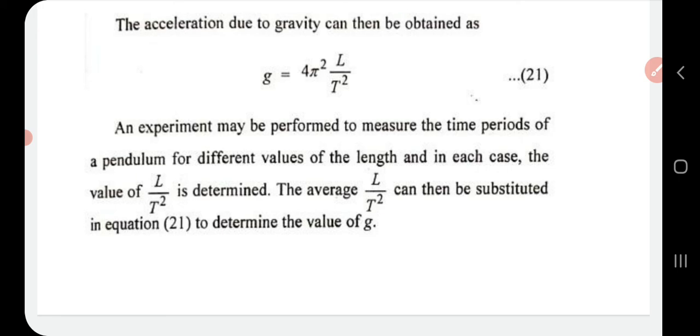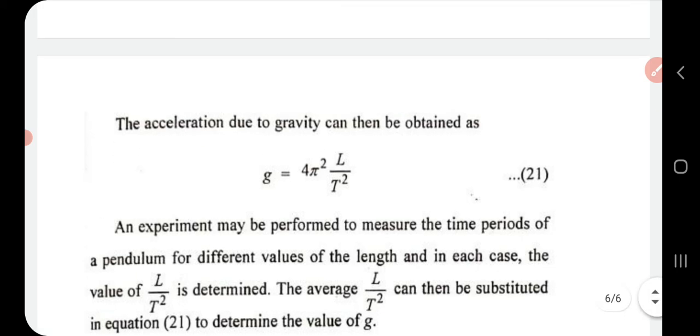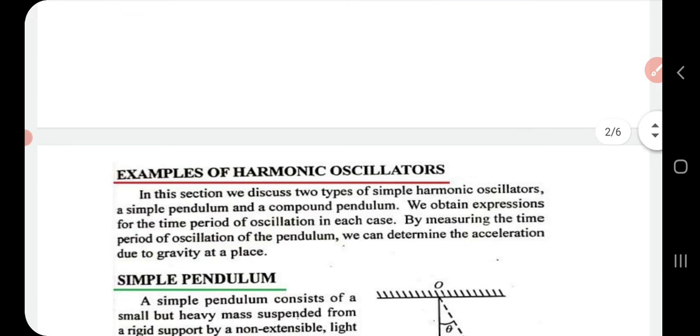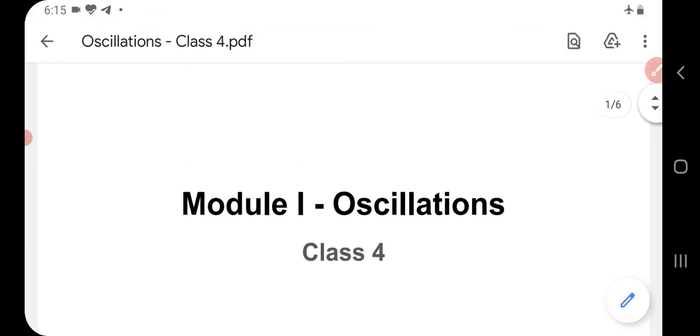So I hope this derivation is very easy for you to study. Please go through it today itself. This is also an important one. It can be an essay question, so please study it.